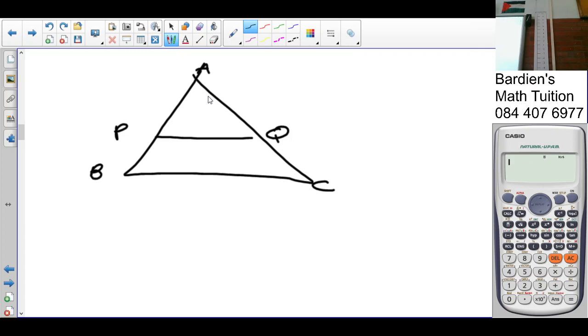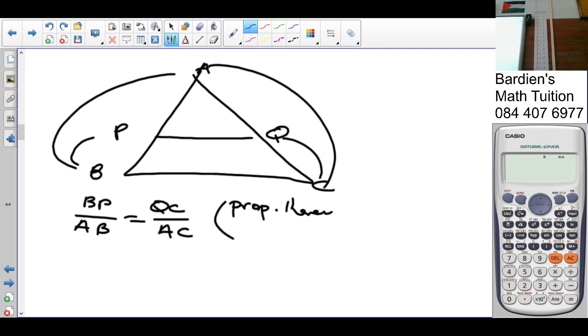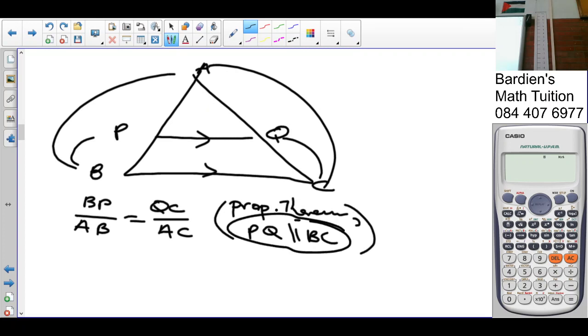Okay? If I say BP over AB, then what is that ratio going to be equal to? It will be QC over AC or CA. And what's our reason here? The proportionality theorem with PQ being parallel to BC. People, if you're going to leave that out, you're going to lose the mark.